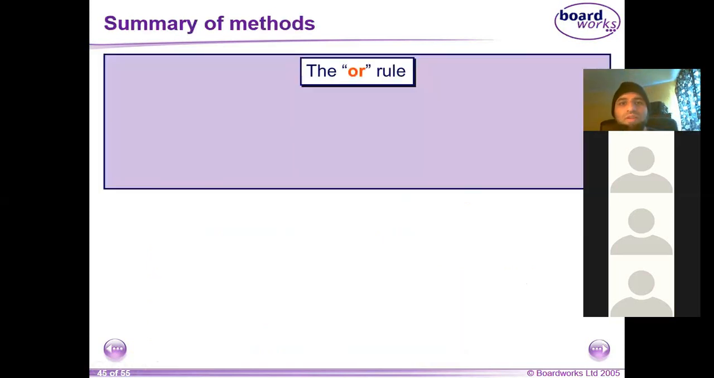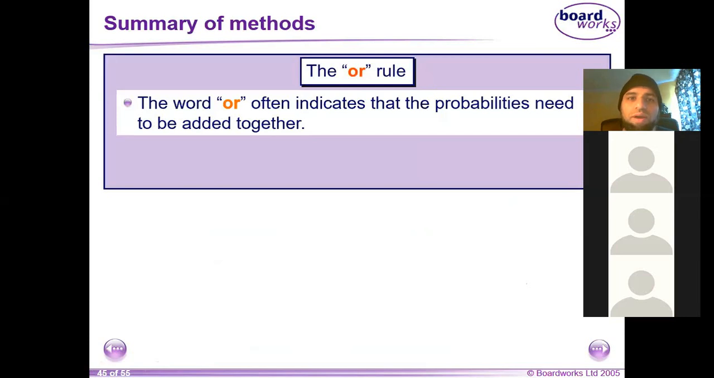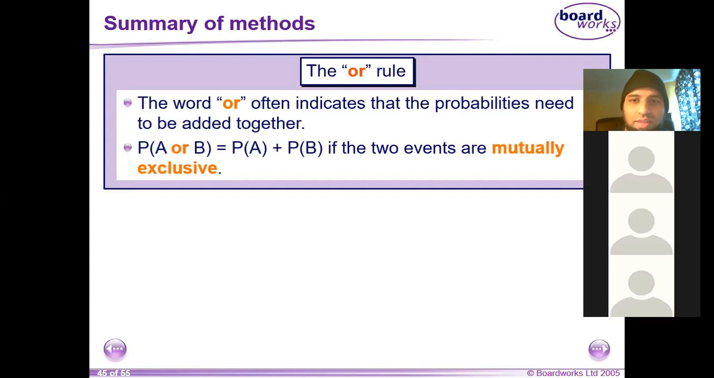Okay, so the OR rule. The word or, we looked at it earlier, often indicates that probabilities need to be added together, one thing or another. So we add them. We usually use it when events are mutually exclusive, when they can't happen at the same time. Now this is interesting. We looked at the word mutually exclusive about 20 minutes ago, and I said we'd return to it, and now we're returning to it.